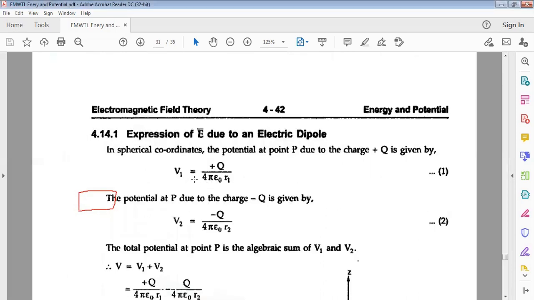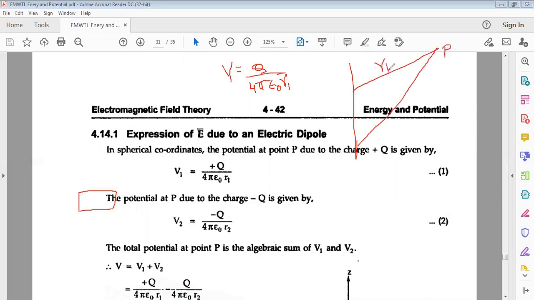First of all, the potential due to a point charge is V equal to Q by 4 pi epsilon naught R. Now I am taking V1, with the distance R1. So the dipole is from A to B, and the point is P. Let this distance be R1 from point A and R2 from point B to point P. And at point A, the charge is plus Q.